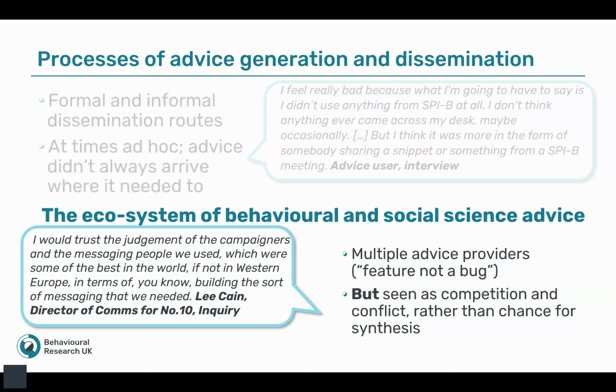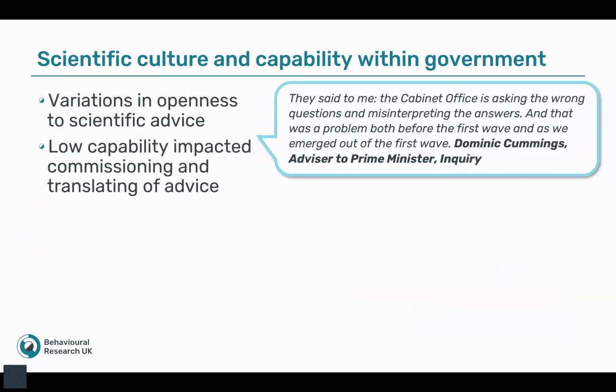And this really relates to the next theme of scientific culture and capability within government. So the openness to receiving scientific advice from scientific advisors seems to vary across organisations and teams. And we noticed that this openness to science seemed to be higher among those organisations and teams that were perhaps already a little bit more research active. And this also links to the question of scientific capability within government. We saw reports that this may have impacted the commissioning of advice, such as perhaps asking the wrong questions, for example, but also occasions where there were accidental misinterpreting and misunderstanding of the advice once it had been received.